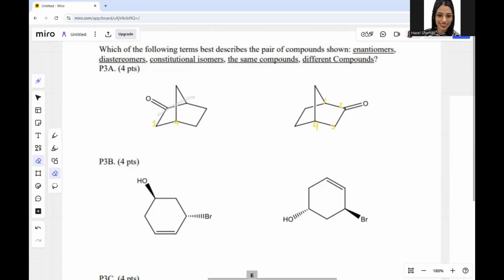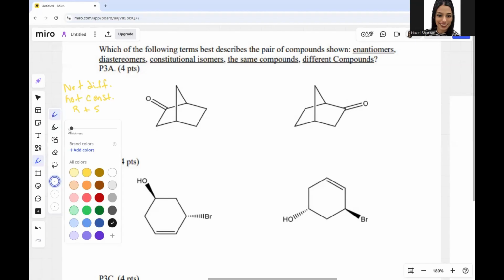So now I can erase this. And now that I've confirmed that it's not different and not constitutional, I can go forward. So I'm going to write here, not different, and also not constitutional because they're both connected at the number two. Okay, so now the next thing is to check if they're the same. And to do that, you check their configurations.